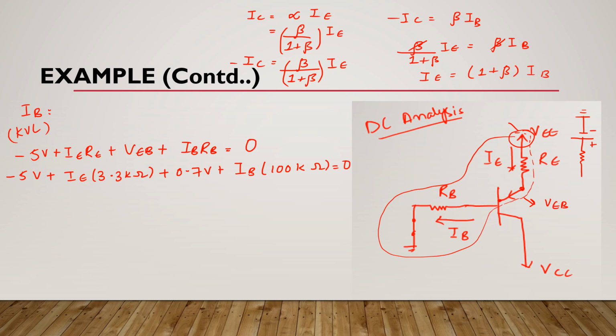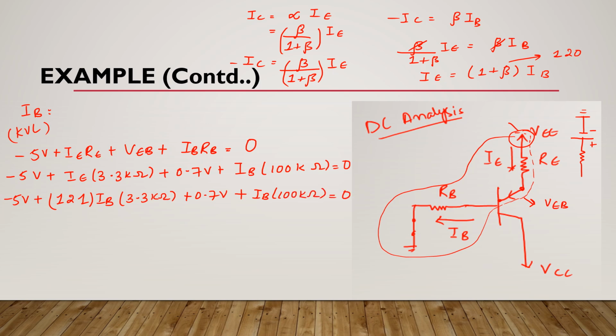And suppose here this beta is 120. It means here we can write this IE as 121 IB. Okay, 3.3 kilo ohms. Here we have 0.7 volts plus IB 100 kilo ohms is equal to 0.